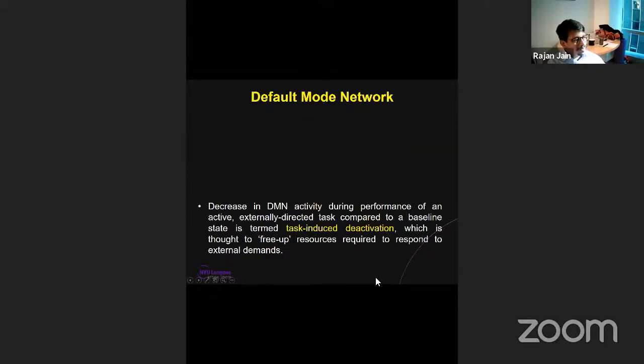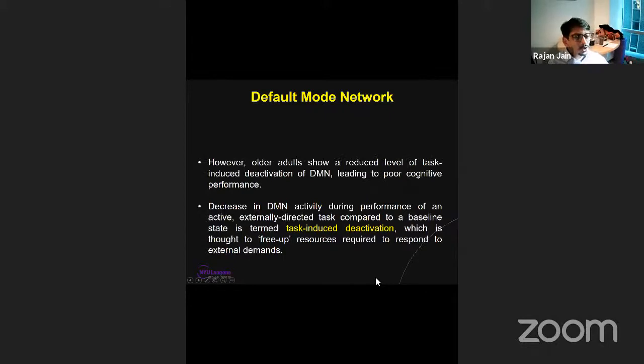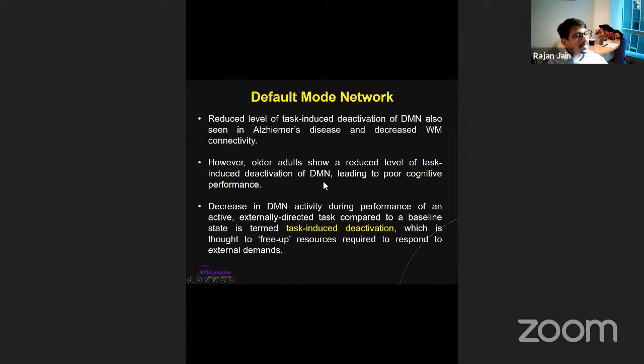And what's the importance of that? The reason I'm mentioning all this is because when you're trying to do externally directed, very driven tasks, you're not letting your default mode network work, and your creativity kind of goes down, right? But it's also known that in older individuals, there's a reduced level of this task-induced deactivation of the default mode network, leading to poor cognitive performance, right? And this similar reduced task-induced deactivation of default mode network is not just seen in older individuals, but also in patients with Alzheimer's disease and any patient who shows decreased white matter connectivity due to a disease process, right?